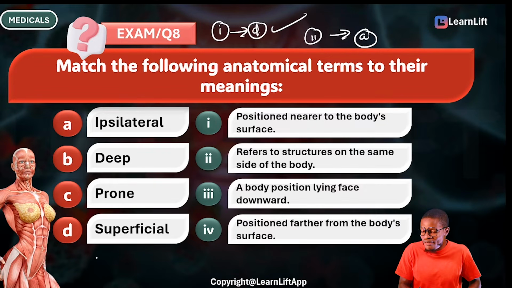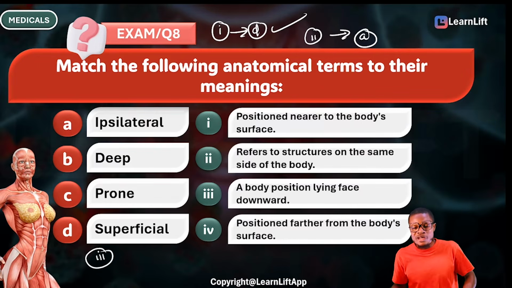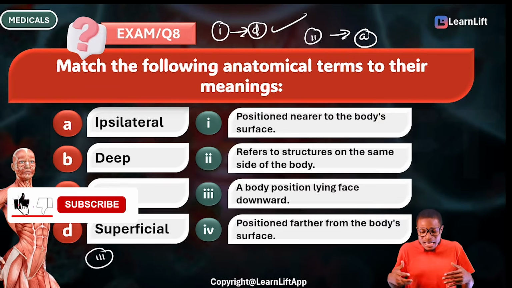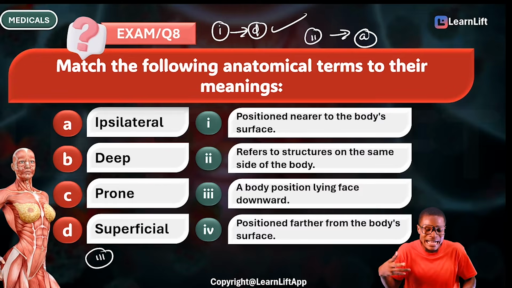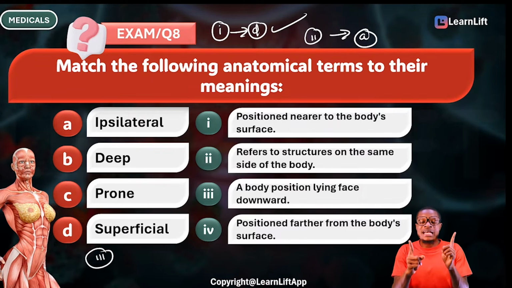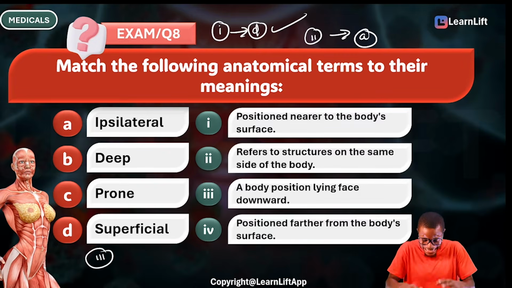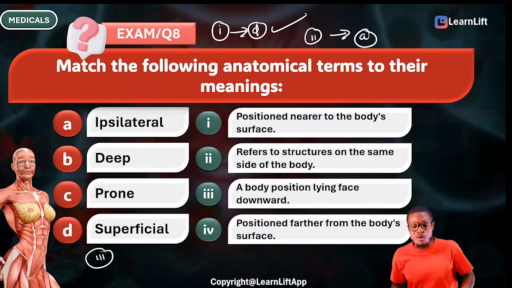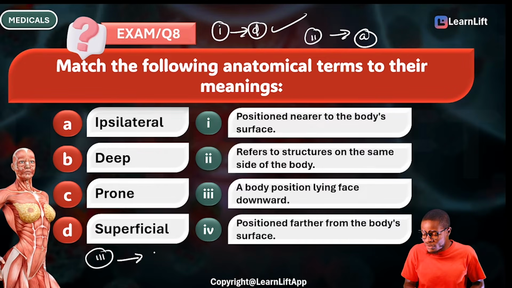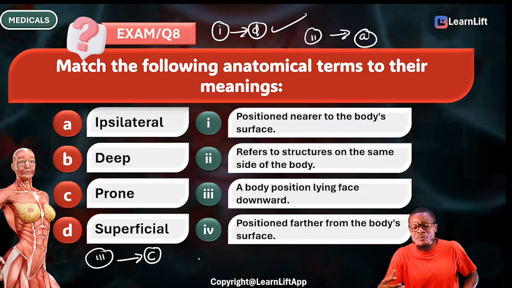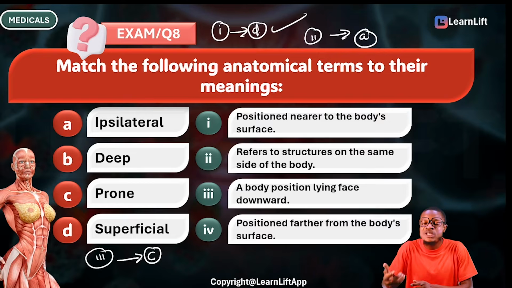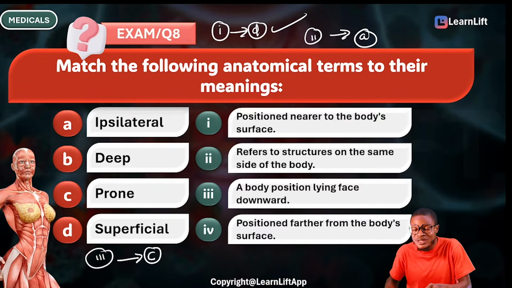And then the third one that we have there, number 3. What is number 3 going to correspond with? Number 3 says a body position lying face downwards. If you lie and your face is downwards, that's your prone. If your face is upwards, that's supine. Your back is on the ground and your face is upwards, that's supine. Your back is up, your face is downwards, that's your prone. That means your 3 will correspond with prone, and prone there is option C. And then what's the last one there? 4 says position further away from the body surface. Anything that is further away from the body surface is nothing but deep. That means deep is what corresponds with 4.